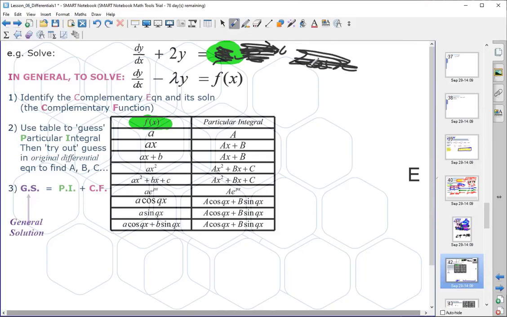And if it's 2 sine x, then your guess is going to be the same. It's going to be a sine x plus b cos x. And if it's 2 sine x plus 3 cos x, your guess is still going to be the same. It's going to be a cos x plus b sine x. This table, you'll see it next to every single question that we do. But eventually you'll have to understand the table and know the table, because when you do the examples, slowly you go, yeah, but that's obvious now. So it'll become obvious to you in a little while.